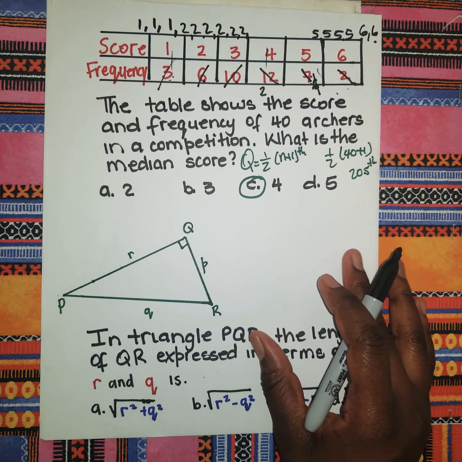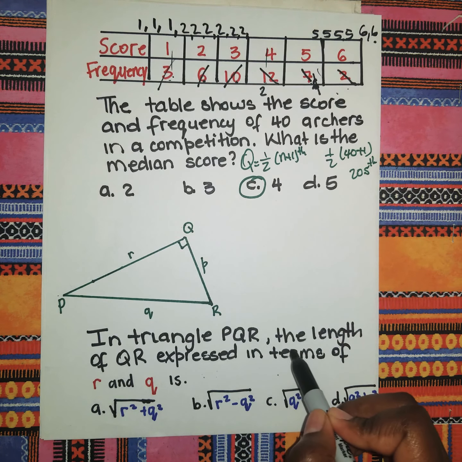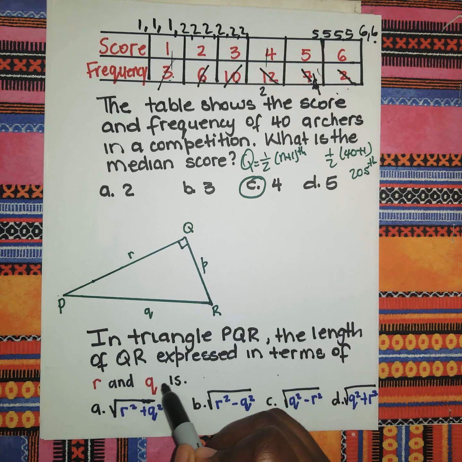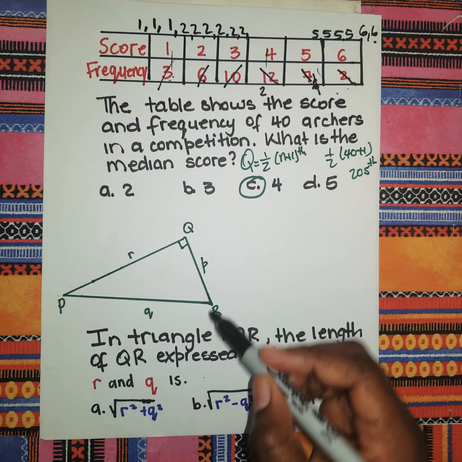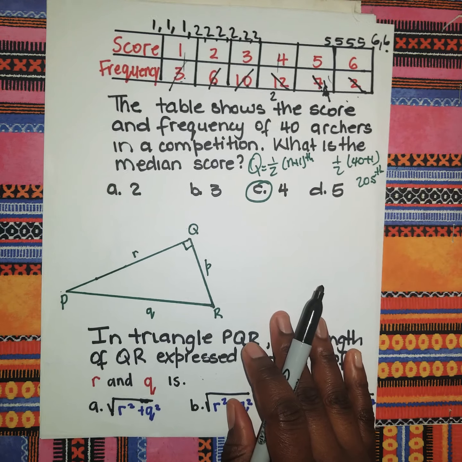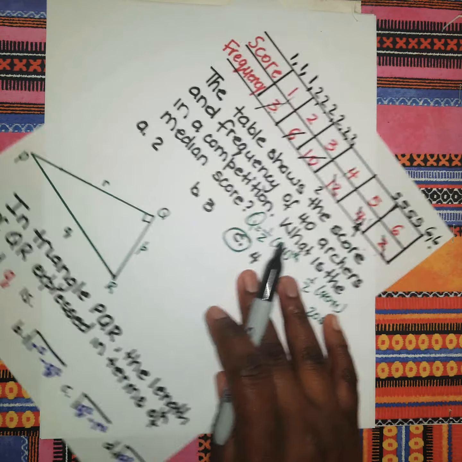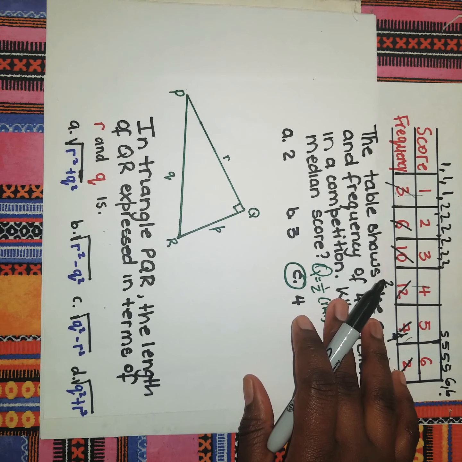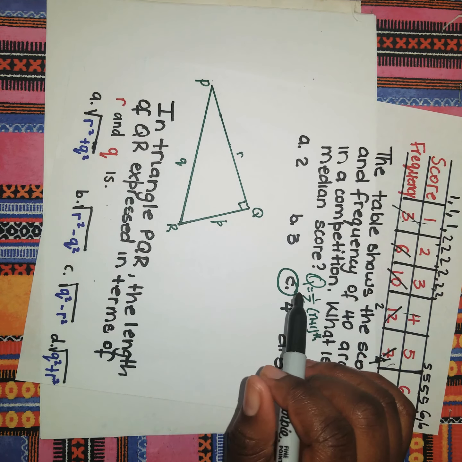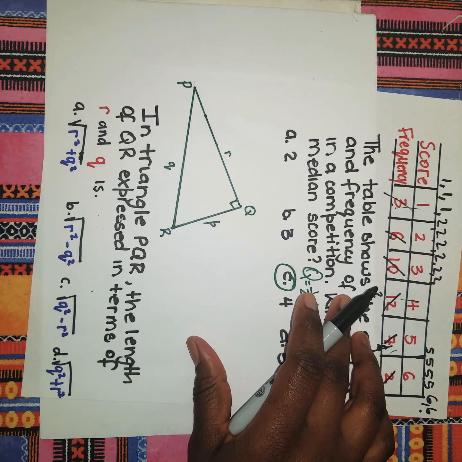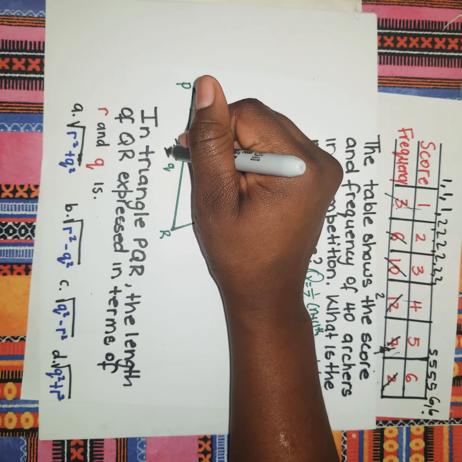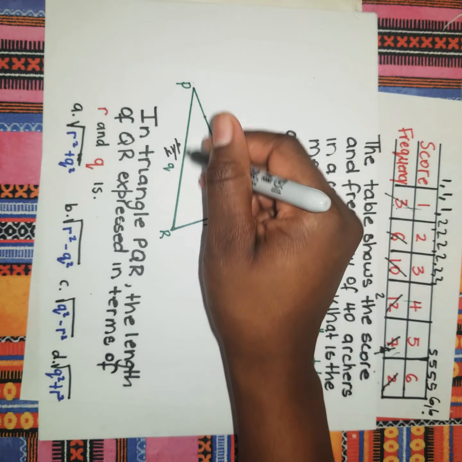So the next question says, in the triangle PQR, the length of QR expressed in terms of R and Q is... So QR is basically right here. All right, guys, so I'm going to turn this triangle around for you. Turn this triangle around, you'll see it's a 90-degree for the largest angle. We know it's a right angle triangle, and we know that this would be the hypotenuse. We can't say opposite and adjacent because we're not given an angle to establish that.